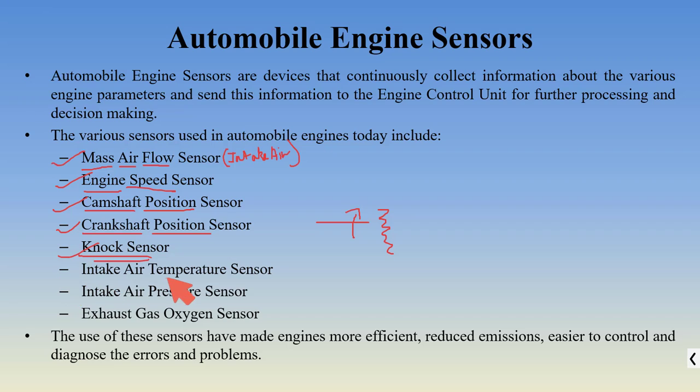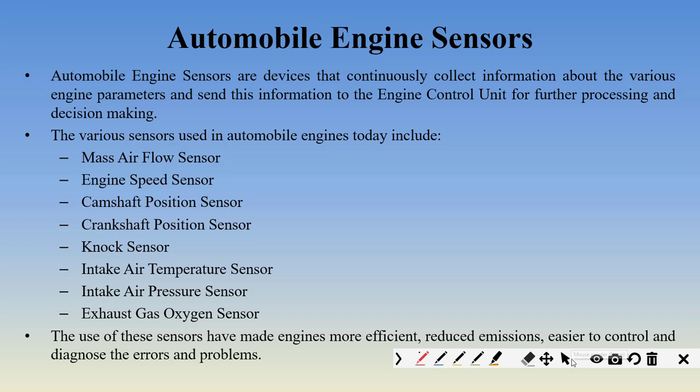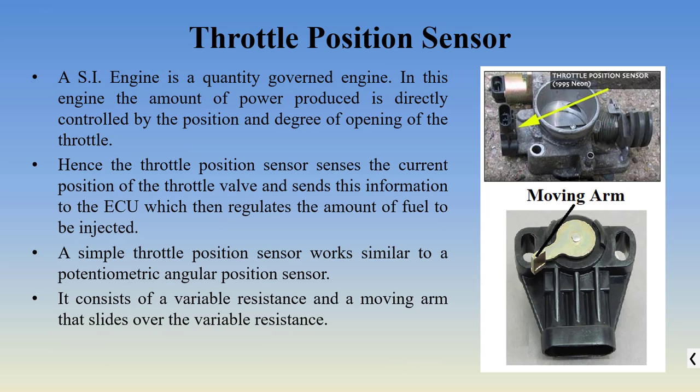engine. Then there is intake air temperature sensor. It is measuring the temperature of the intake air. Then there is intake air pressure sensor. It is measuring the pressure of the intake air. Then there is exhaust gas oxygen sensor. This sensor is also known as lambda sensor. Okay, lambda, L-A-M-B-D-A. It is measuring the amount of oxygen in the exhaust gases. So these various sensors collect all this information and send it back to the ECU, right? So we will see these sensors one by one, how they work and what is their function.